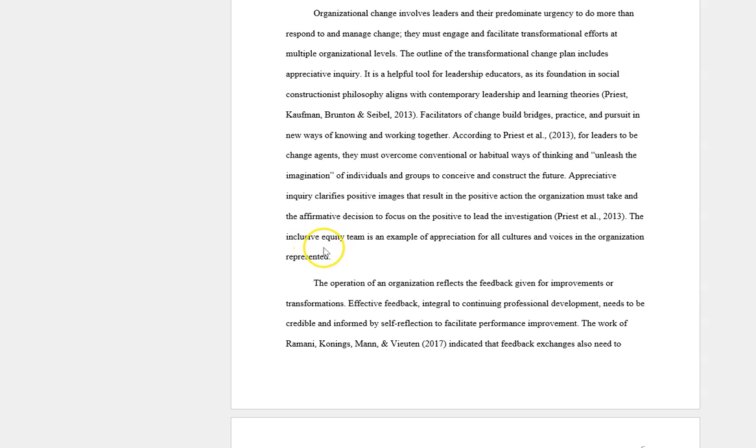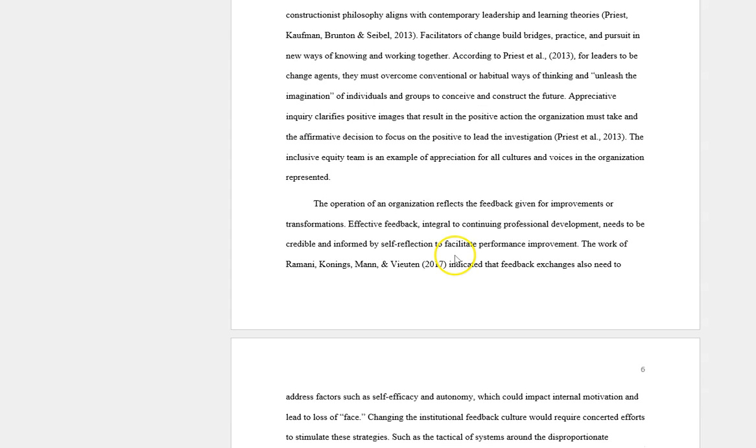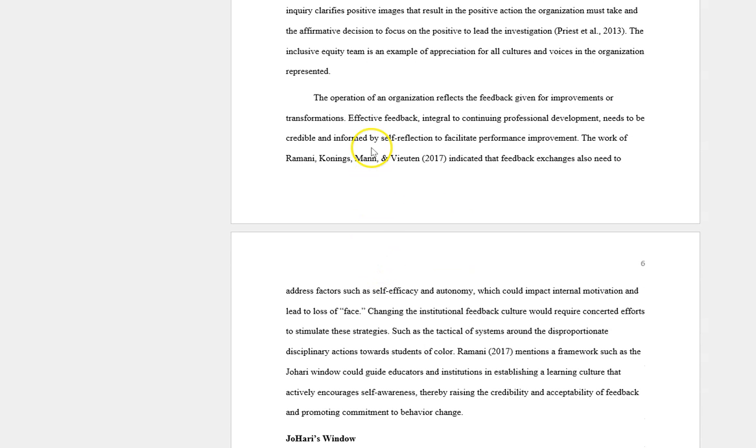Look again, she's tying it in with equity, which was a theme from her paper. Here's some other key importance. Feedback is one of the things that she's identified.